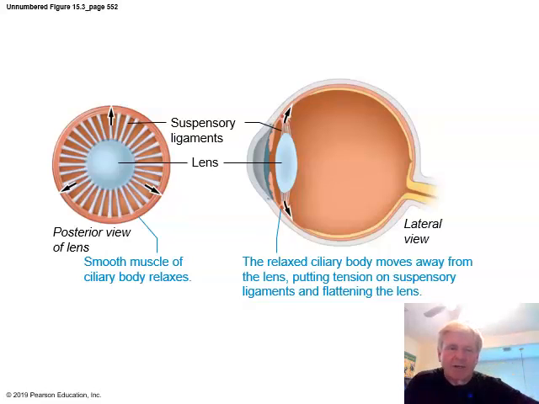So what is happening here is your ciliary body moves away from the lens, putting tension on the suspensory ligaments and flattening the lens when you're looking at a distant object, because the ciliary muscle, the ciliary body, is relaxing.